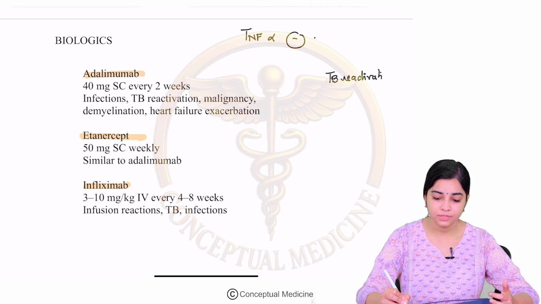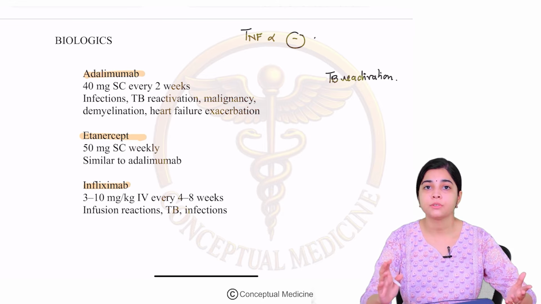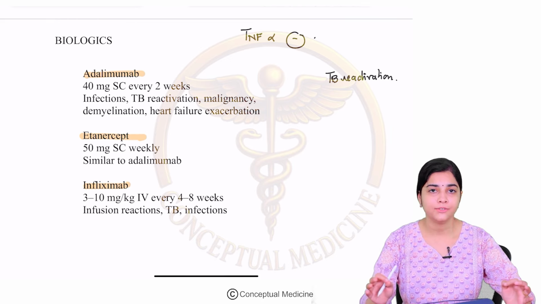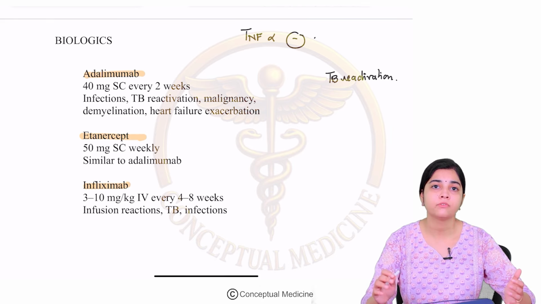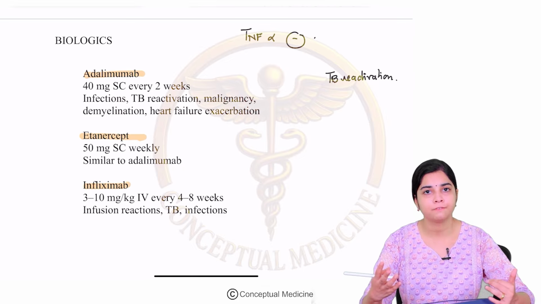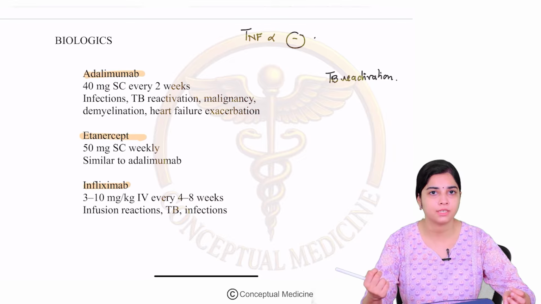So prior to any administration of your TNF inhibitors, always rule out latent tuberculosis, and if there is evidence of latent tuberculosis, you will have to treat them, right? So what is the meaning of latent tuberculosis? You do an IGRA or a TB QuantiFERON Gold assay, and if it comes positive, you may have to treat them for latent tuberculosis with a dual regimen of rifampicin and INH for at least 3 to 6 months.